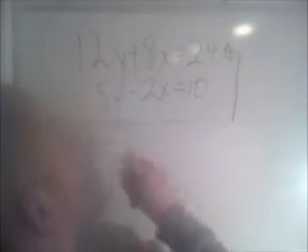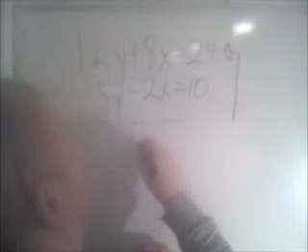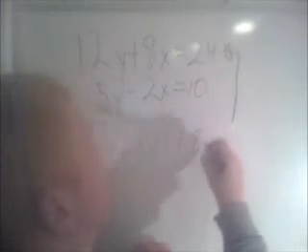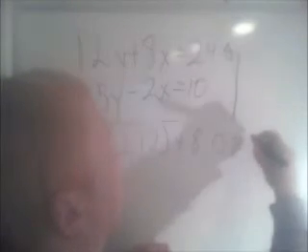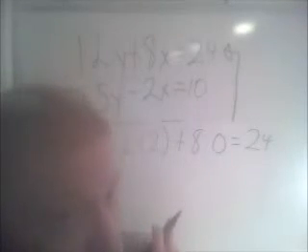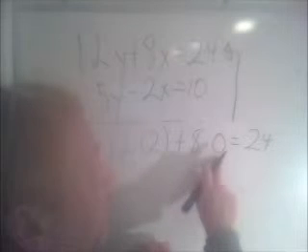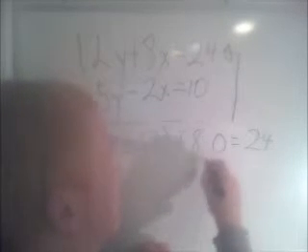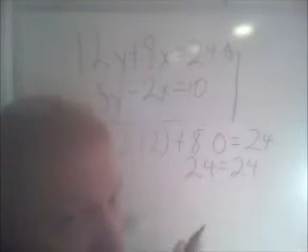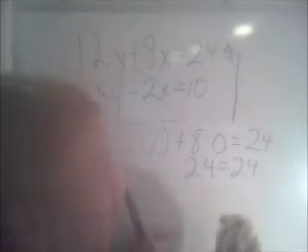Let's try substituting. 12 times 2 plus 8 times 0 should equal 24. We know that 12 times 2 is 24, and 8 times 0 is 0, so 24 does indeed equal 24. So it works in the top equation. Let's try it in the bottom equation. Let me get out of the way so you see what I did.